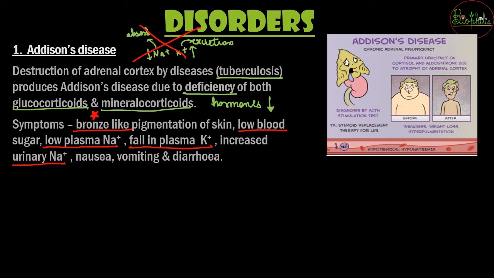Then there will be nausea, there will be vomiting, there is diarrhea because again the maintenance of water is not occurring. And all these symptoms you can now relate. Why? Because the source has been understood that there is damage to the cortex, and because of that these hormones are not being released in normal conditions. So that is about our first disease, that is Addison's disease.